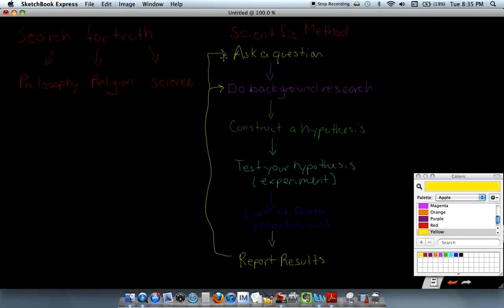So I hope this helped you out a little bit. Just a few thoughts on what we like to call the scientific method. Again, you don't need to get too caught up in it. It's just a natural way that a logical person in the Western world works their way through a question.